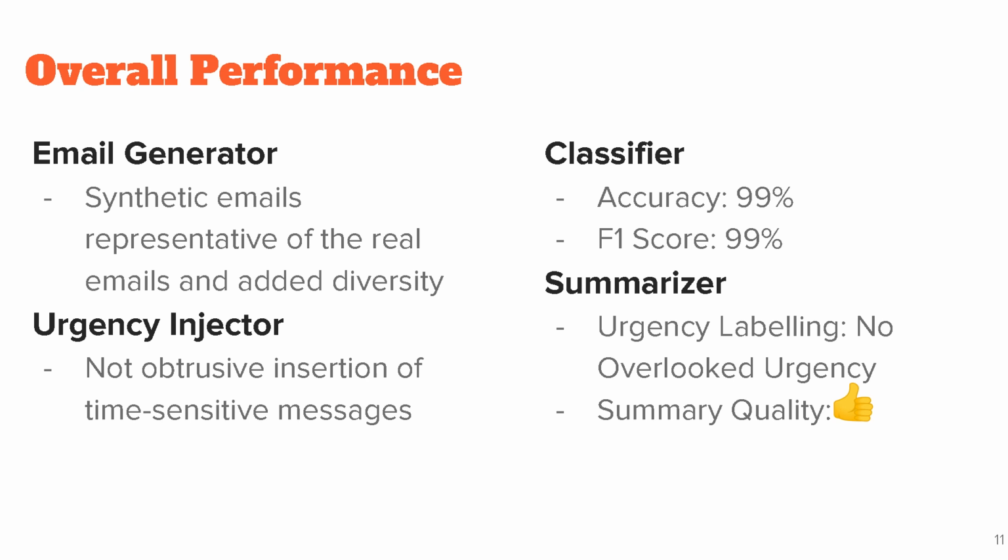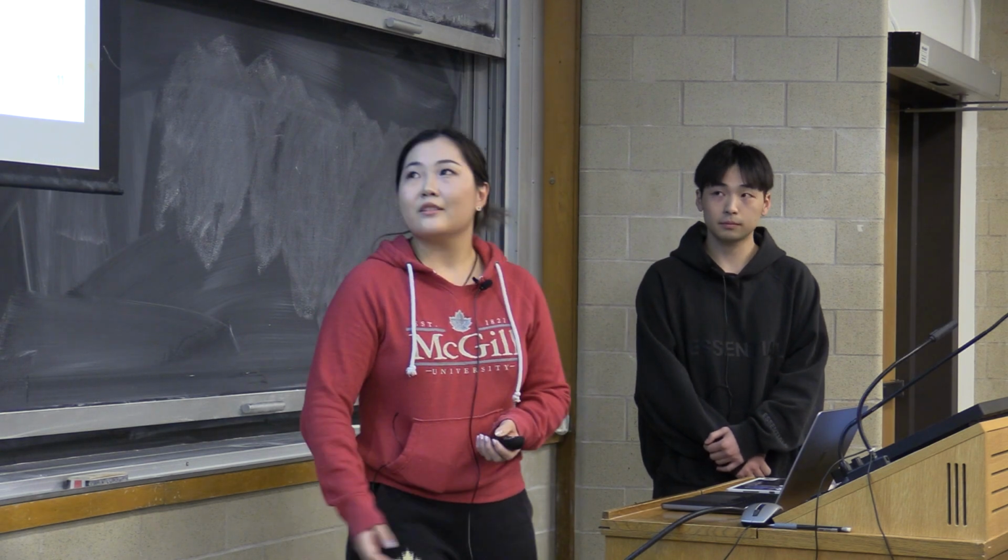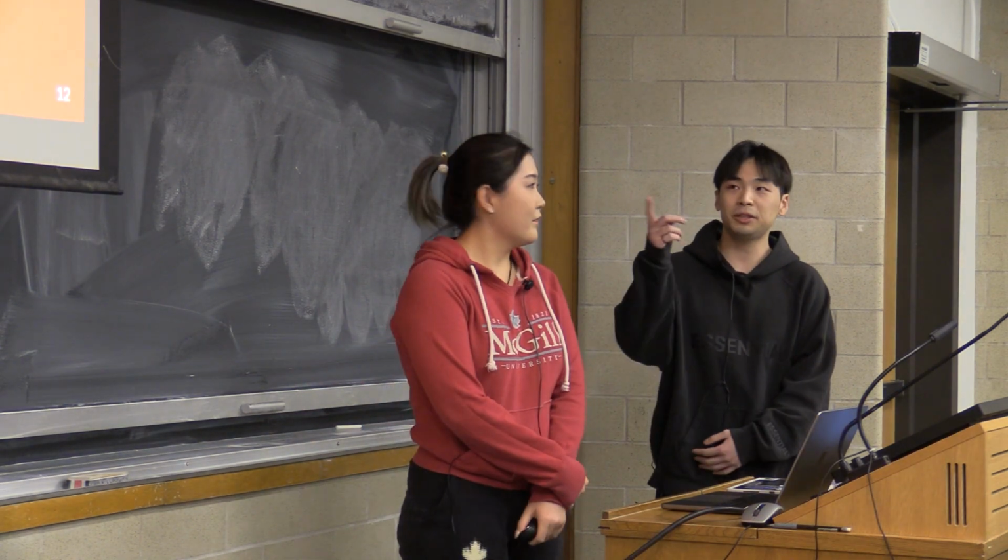The email generator was able to generate emails that were representative of real emails and at the same time added more diversity to the emails. The urgency injector inserts time-sensitive information into the emails coherent with the original content. Just trying to say our model performed really well on the task.